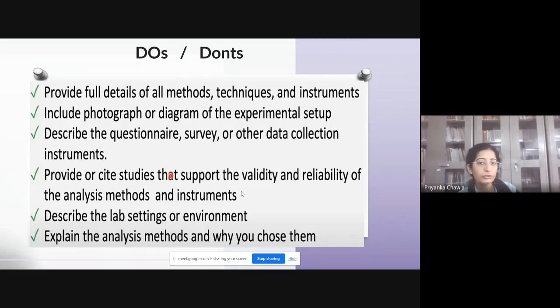After that, you should support it with the help of validity and reliability, because until and unless you establish validity and reliability, it will not make a good impression on the editor. Or if it is data science related, or a lab related study, then describe the lab setting or environment over there. Analysis method. In short, you have to explain the analysis method that you have chosen in the methods. The analysis method you have chosen in your topic, in your study, right?